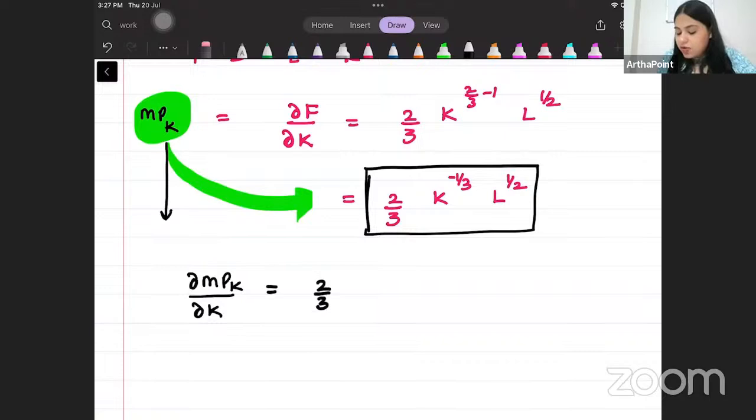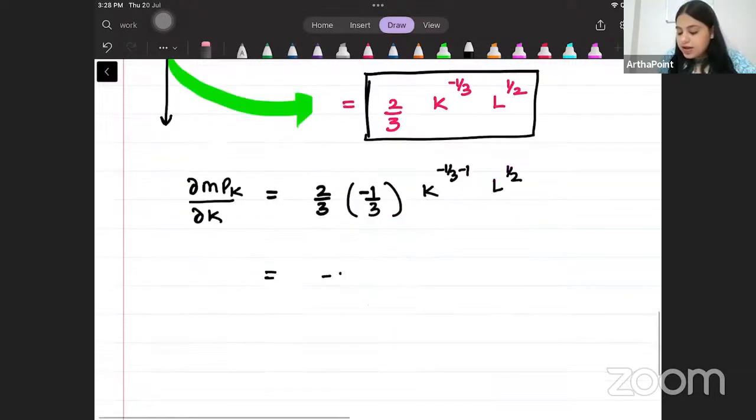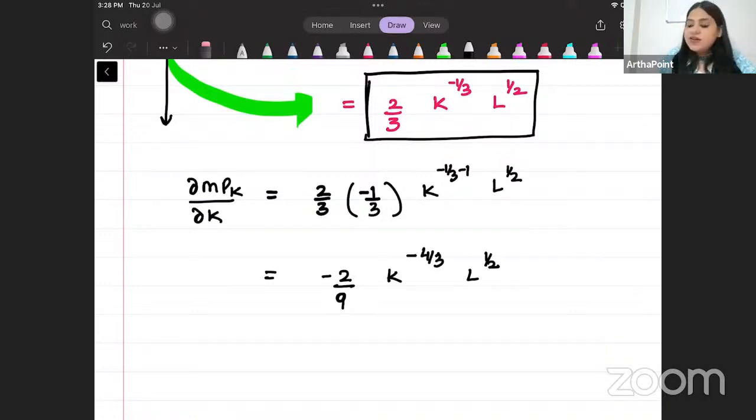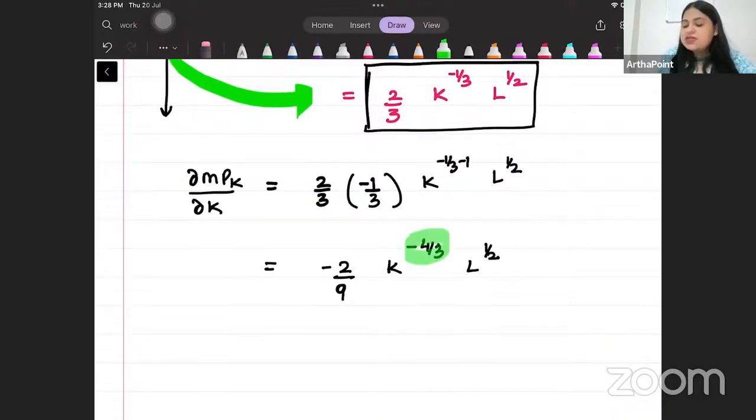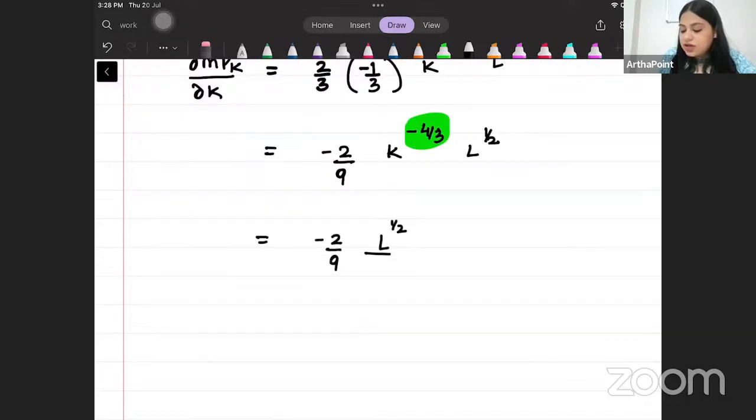Power will come down. Power will reduce by 1. L to the power half. So what will happen? This will be minus 2 by 9, K to the power minus 4 by 3, L to the power half. But when power is negative, it means it must come in the denominator. So you will go ahead and have minus 2 by 9, L to the power half, K to the power 4 by 3.